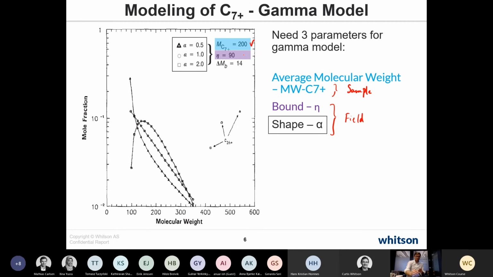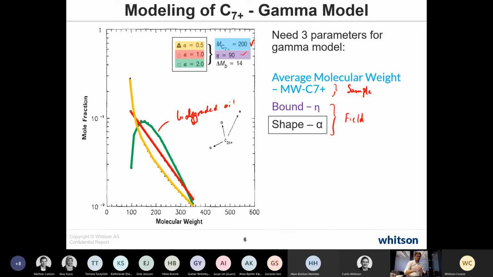And here we just see an example of a molecular weight C7 plus of 200, or an average molecular weight, and the bound of 90, showing a shape of 0.5. A shape of 1, which is one special case of the gamma model, which is essentially the exponential model, and then an alpha equal to 2, which, for instance, could be a biodegraded oil, I guess. So having a hump like this could be biodegraded oil, not very pretty.